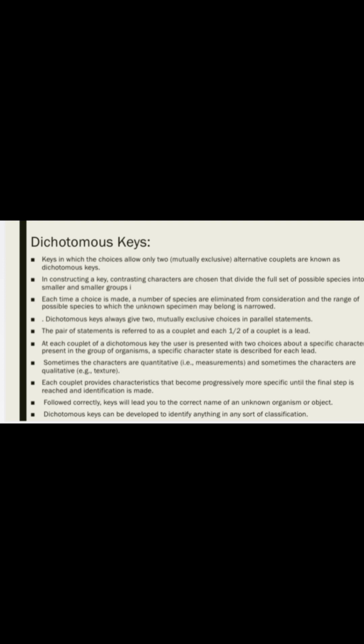Each couplet provides characteristics that become progressively more specific until the final step is reached and identification is made. Followed correctly, the key will lead you to the correct name of an unknown organism or object. Dichotomous keys can be developed to identify anything in any sort of classification.